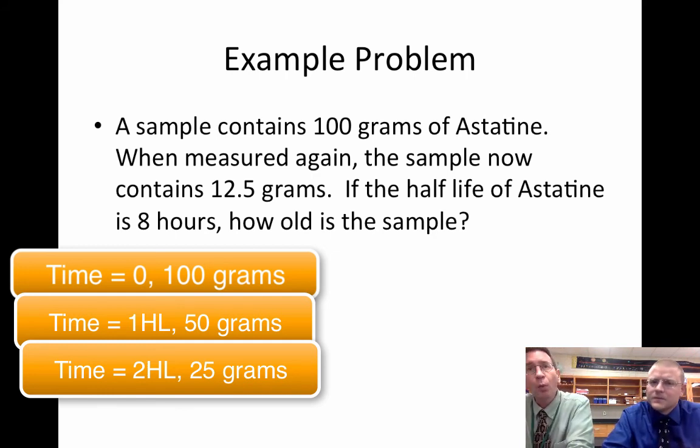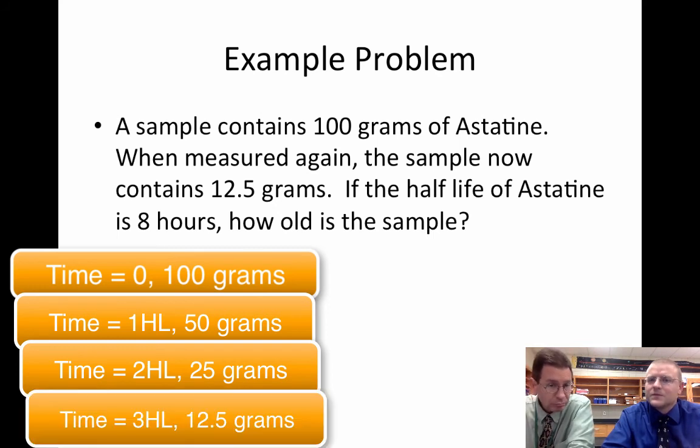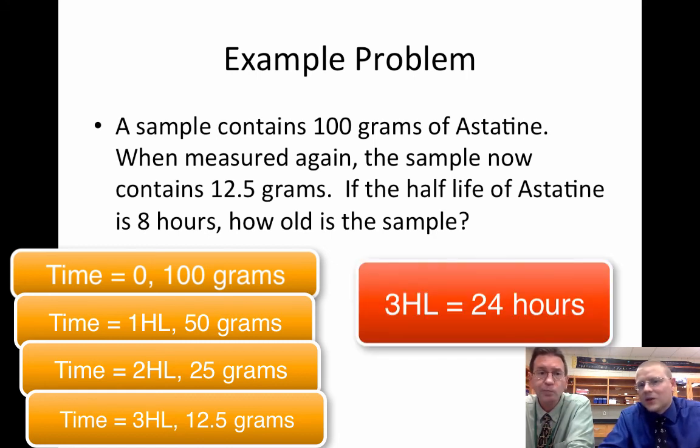And then if we take it one more time, a third half-life, and cut 25 to 12.5, we now have 3 half-lives. So this sample is 24 hours old. It's not that in 24 hours you just keep losing 50 grams of acetane. You lose half of what remains as the acetane turns into a new sample.